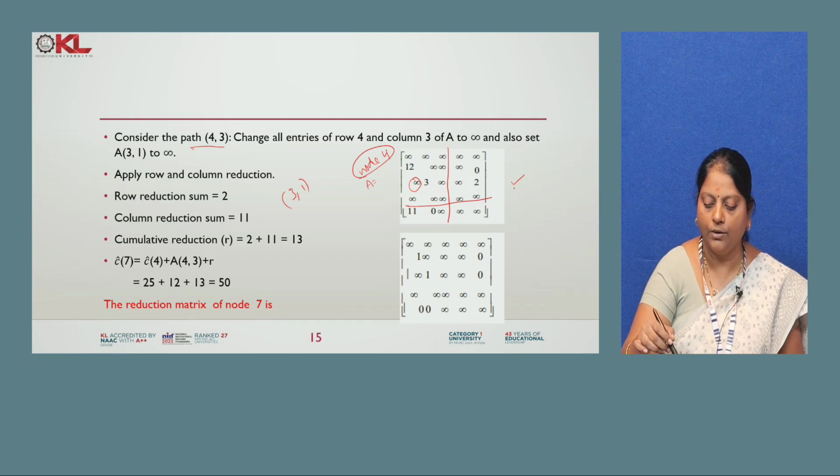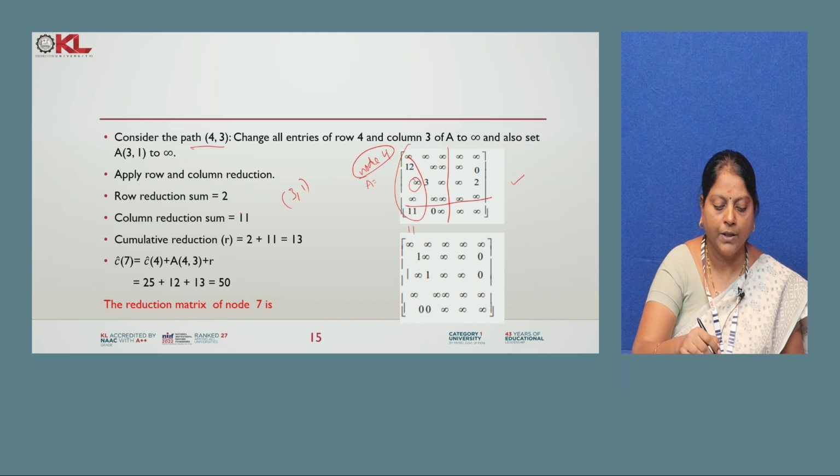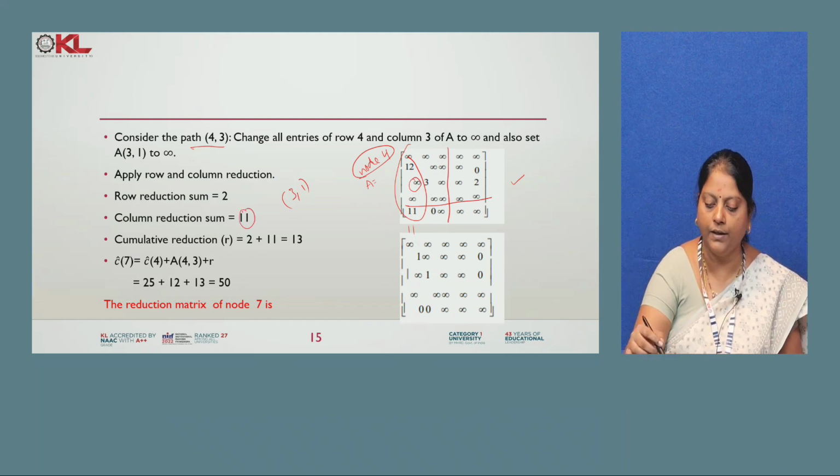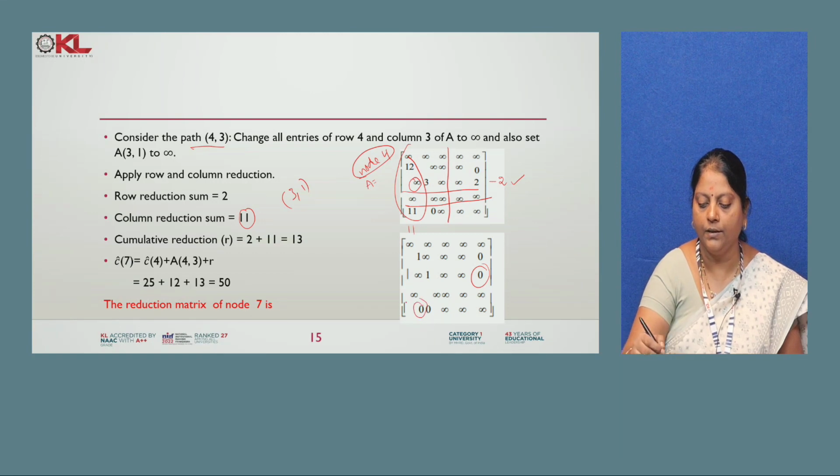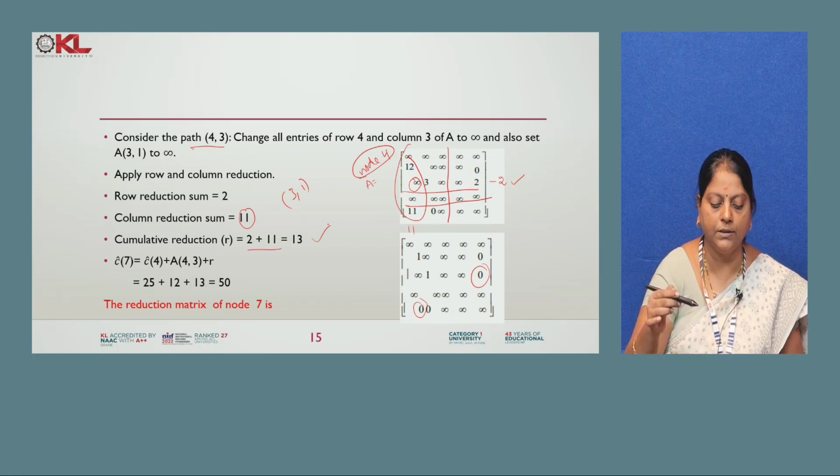In that, what we have to examine: in the first column there is no 0 element, so we have to apply column reduction, that is 11. Second column no need, third one, fourth one, fifth one, so there is no need. So the column reduction value is 11. For row reduction, first row no need, second row no need, third row has no 0 element, so the minimum element is 2, so 2 minus 2 we get 0 here. Okay, 11 minus 11, 0 here. So what is the total reduction? 11 plus 2, that is 13. Okay, so this is the cost of the node 7, that is 50.